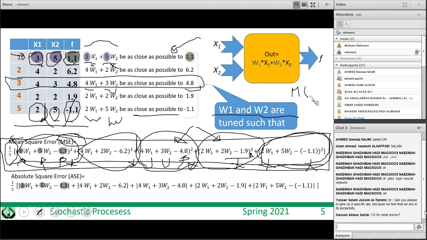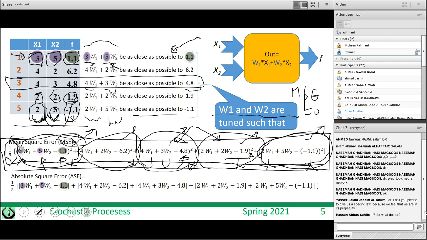If MSE is 0, if I can find W1 and W2 such that I have MSE 0, it means that this term is 0, and this is 0, and this is 0, and this is 0. All these 5 terms are 0. And what does it mean? It means that 2 in W1 plus 5 in W2 is exactly minus 1.1. And 2 in W1 plus 2 in W2 is exactly 1.9.